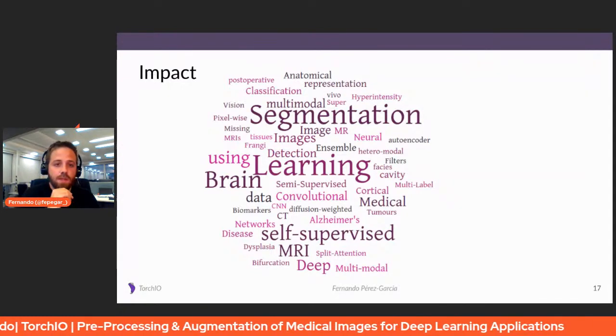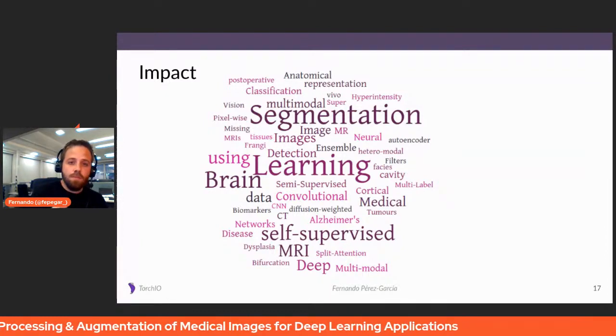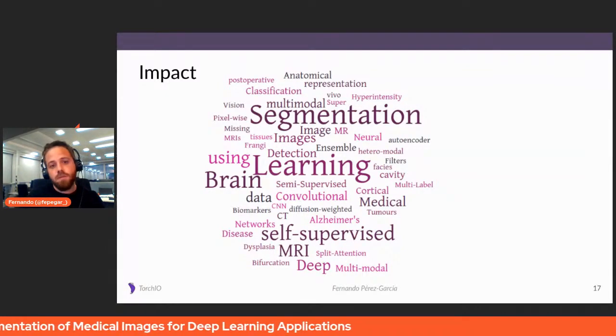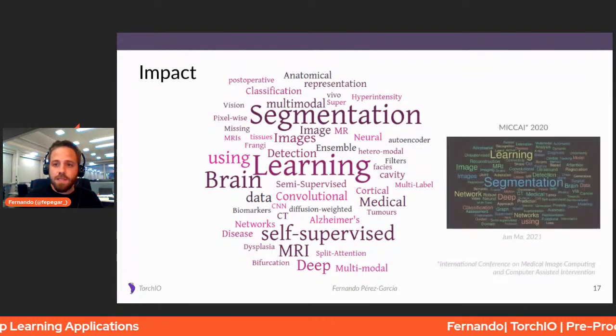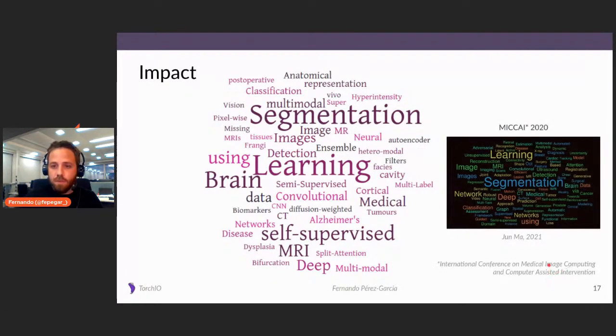And when I saw this at the beginning, I thought maybe the library is too biased to brain MRI. But then I looked at data from MICCAI last year. There was a word cloud that someone made, and it's very similar. Segmentation, we see brain MRI. So hopefully this reflects the interests of the community, not necessarily a bias of the library.